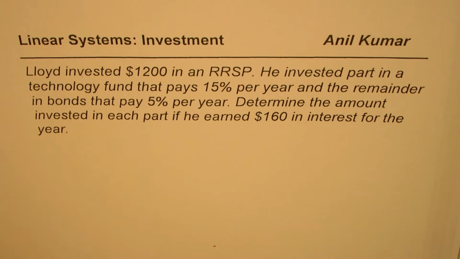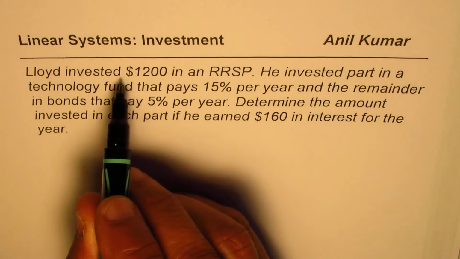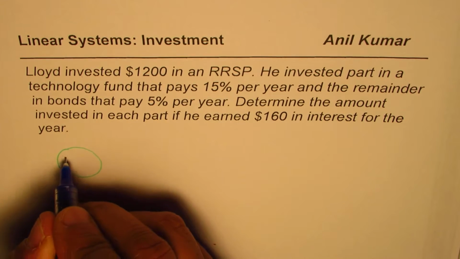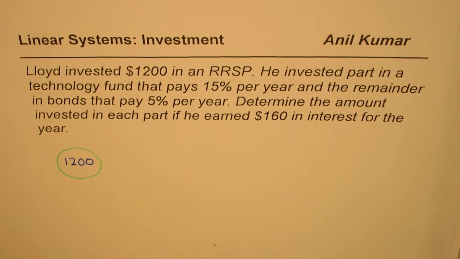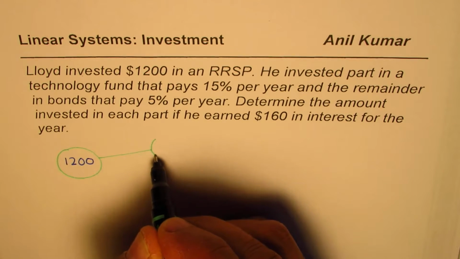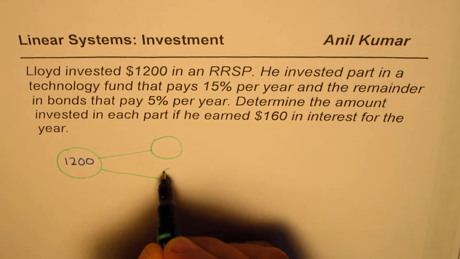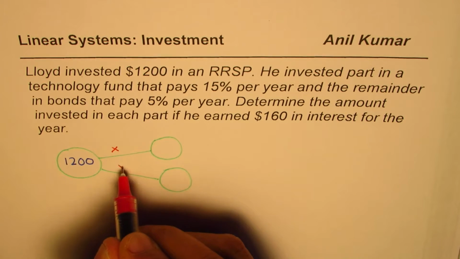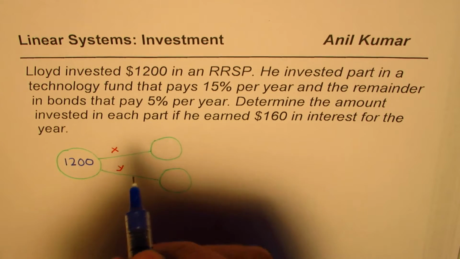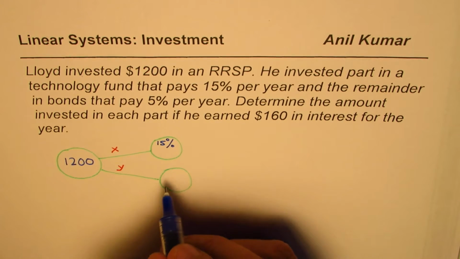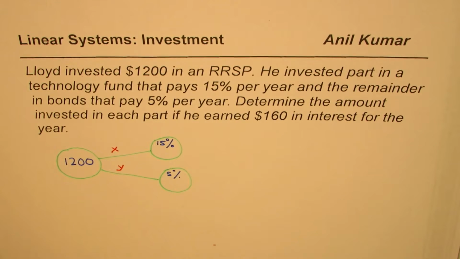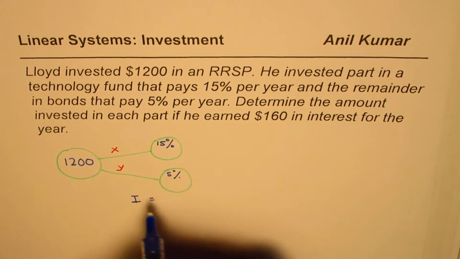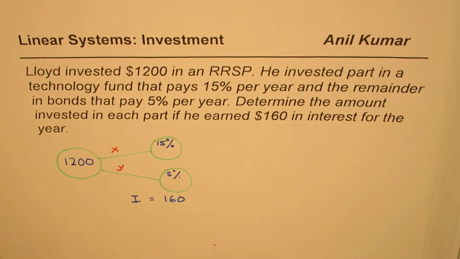Let me first give you a visual look to solve this question. So Lloyd has $1,200. So we'll write 1,200 here, which is being invested in two different places. We don't know what amounts, we have to find them. So let these amounts be X and Y. We know that this investment is at 15% per annum and this is 5% per annum. And it is also given to us that total interest I for 1 year is 160.